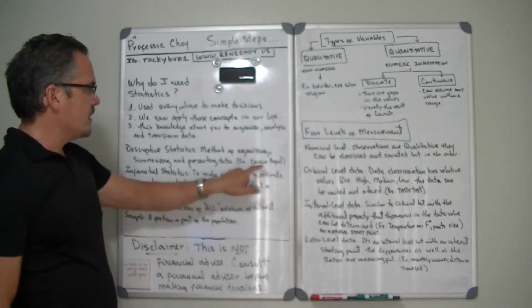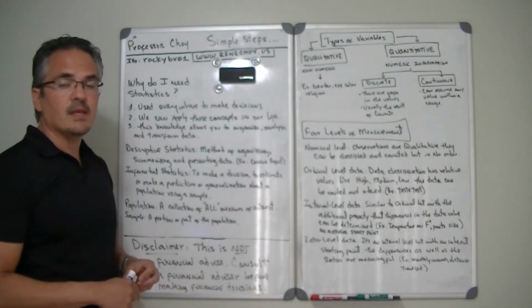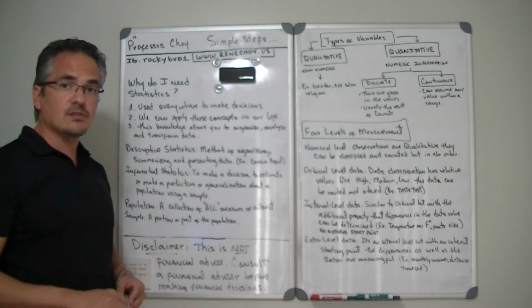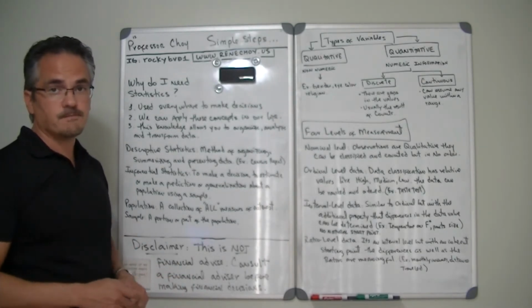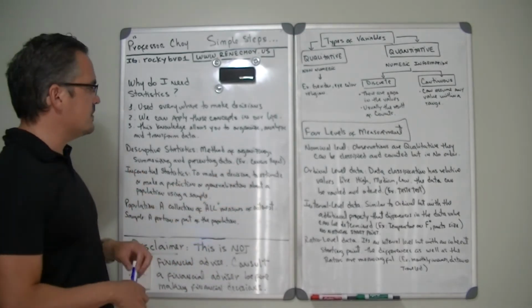For example, in the year 2021, the Census Department came out with the latest census data, which was collected in the year 2020. In the United States, a census is done every 10 years. And census information is a really good example of descriptive statistics.